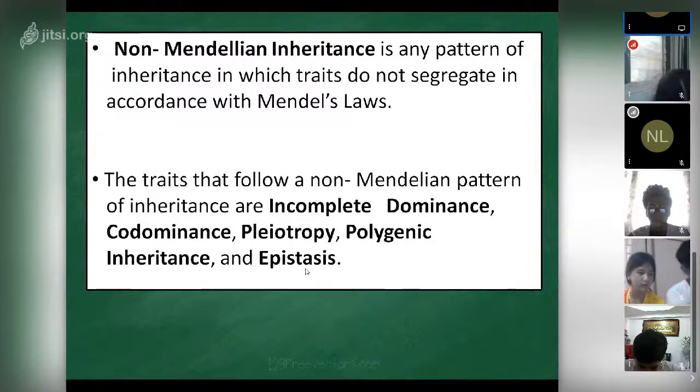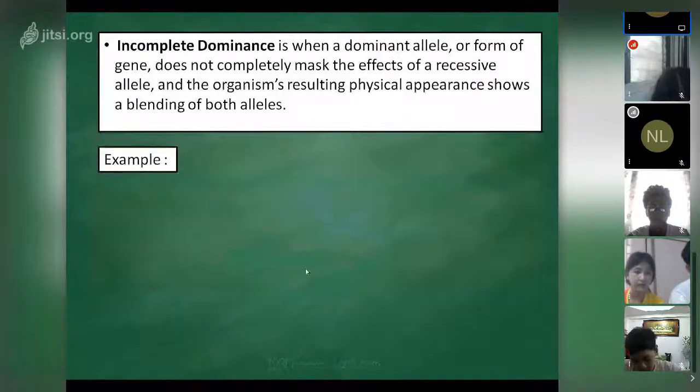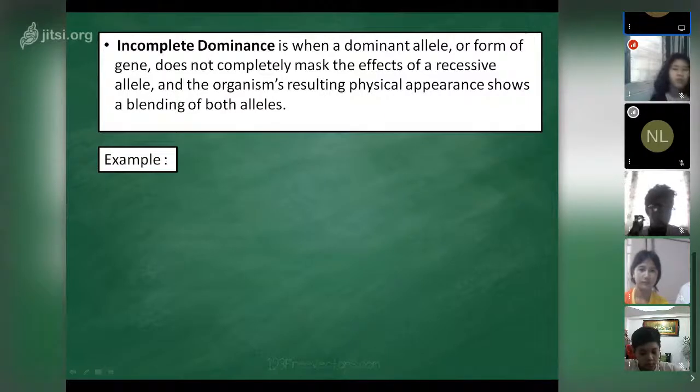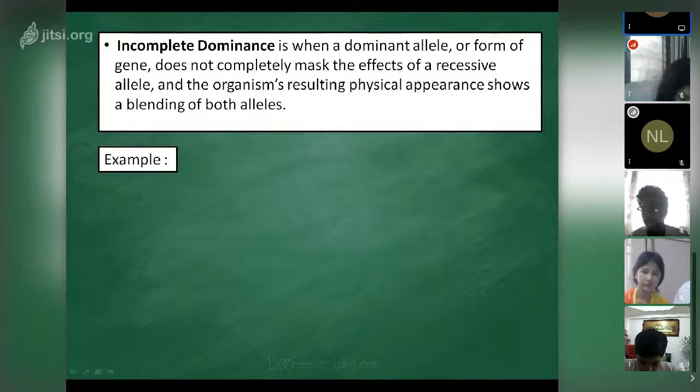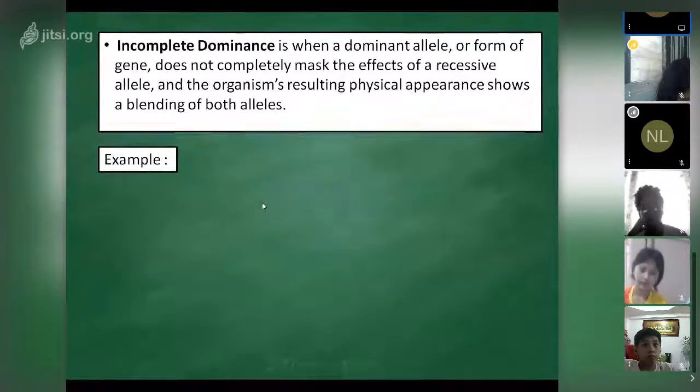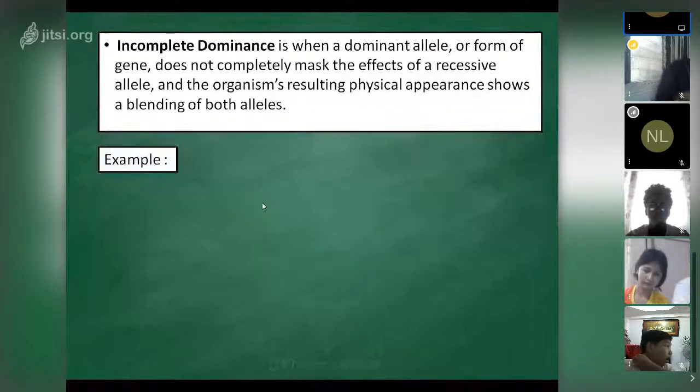Now, let's find out what incomplete dominance is. Kindly read, please. When a dominant allele or form of gene does not completely mask the effects of a recessive allele, the organism's resulting physical appearance shows a blending of both alleles. Okay. So again, incomplete dominance.